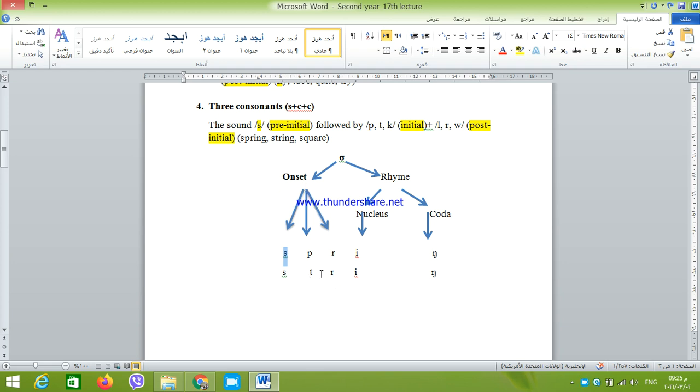So, can the consonant or the onset branch? Yes, the onset can branch. This is branching. Look, this is a branch, this is another branch, this is a third branch. يعني يكون إلى فروع. Okay?